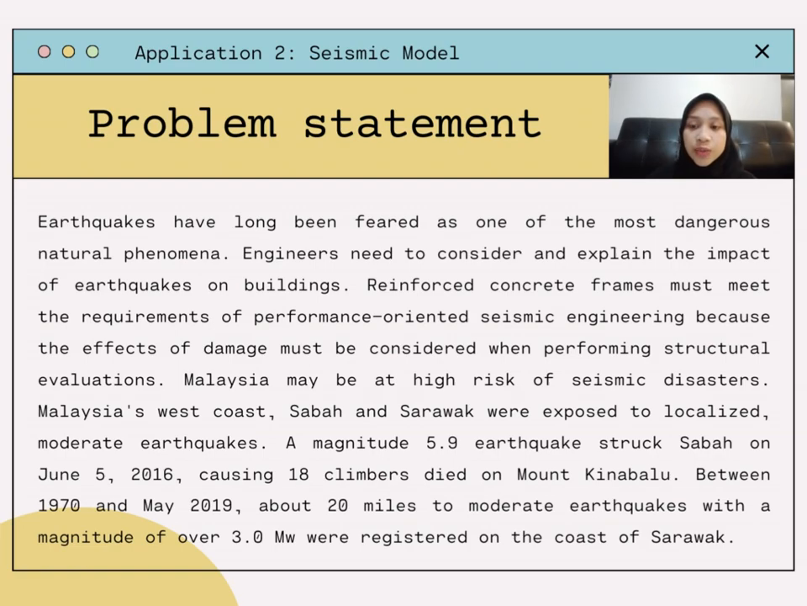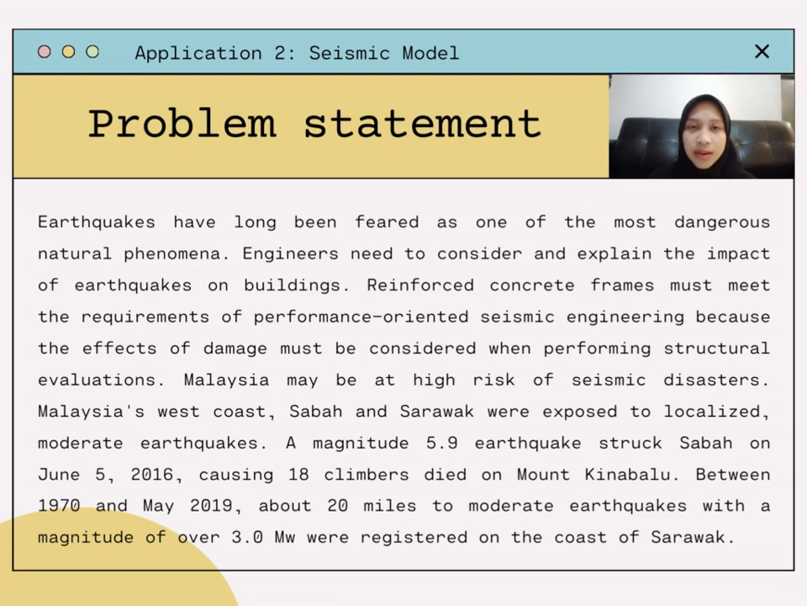Malaysia's engineers were usually not concerned about seismic safety when designing structures. In their opinion, Malaysia is not a serious seismic zone, but Malaysia is surrounded by very active seismic bays to the west and east.